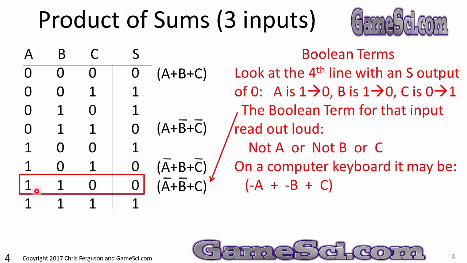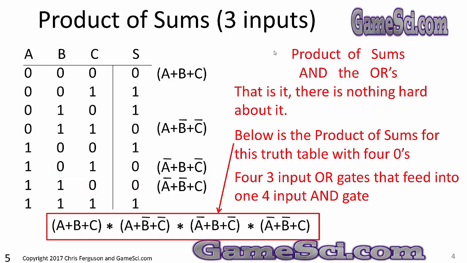Why do we flip the input bits? Because we're looking for when it's not this line. Product of sums and the ORs. That is it, nothing hard about it.